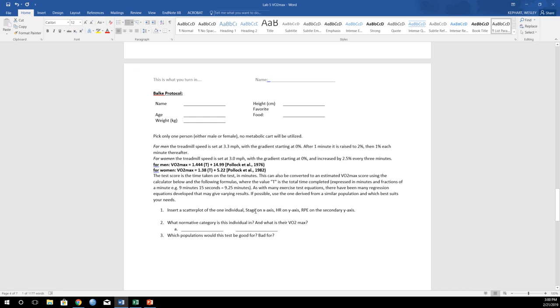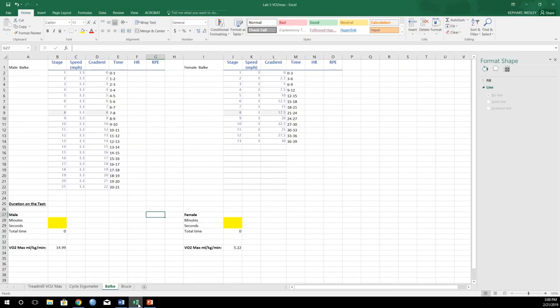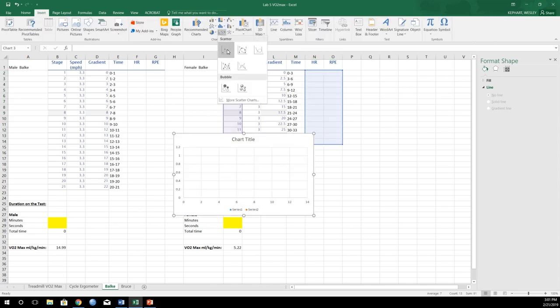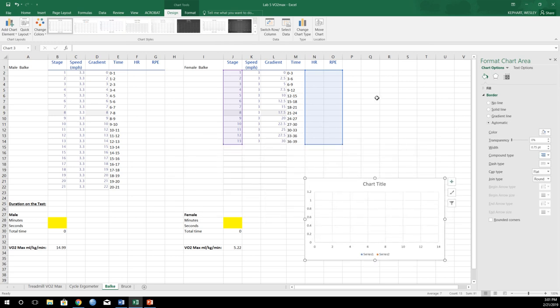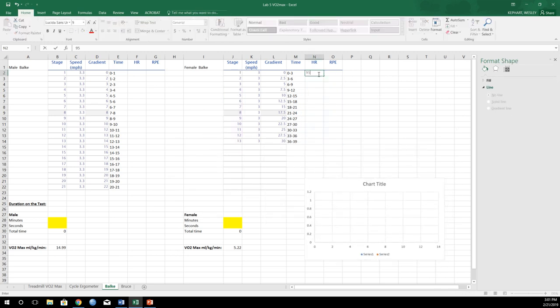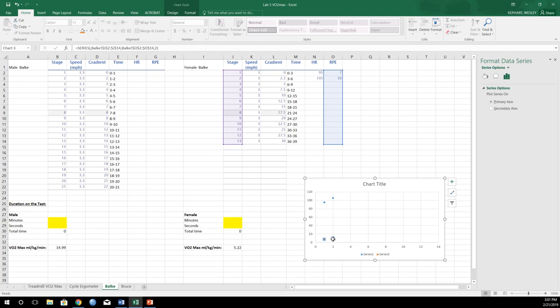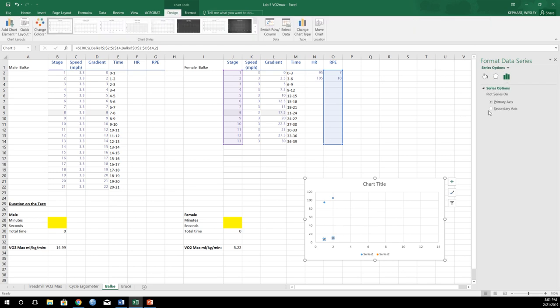Okay, so insert a scatter plot, stage on x-axis, heart rate on y-axis, RPE on the secondary y-axis. So essentially what we have been doing, let's say that a female was going. So stage, highlight that, highlight these, insert scatter plot right there. So say their heart rate 95, 105, so on, and RPE 7, 10, all of that.